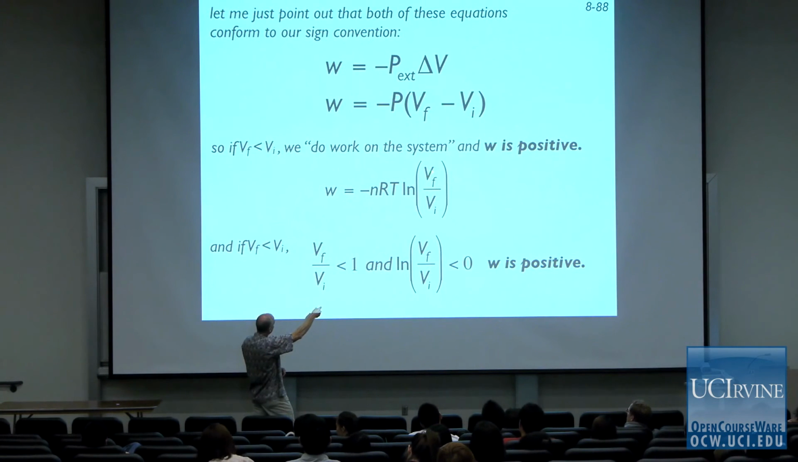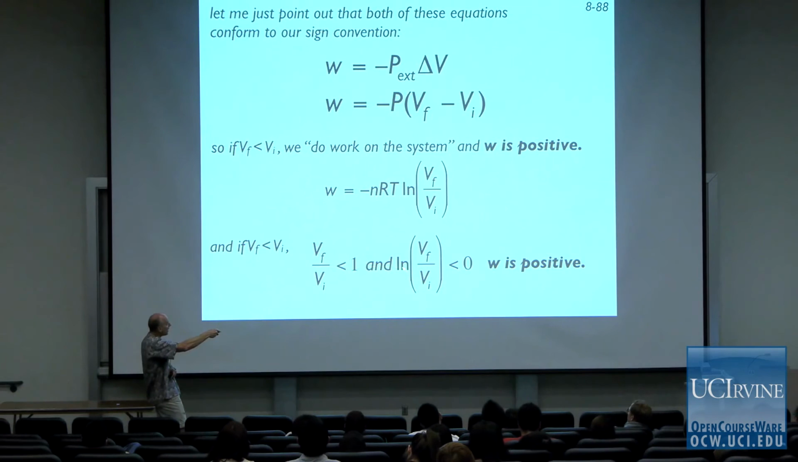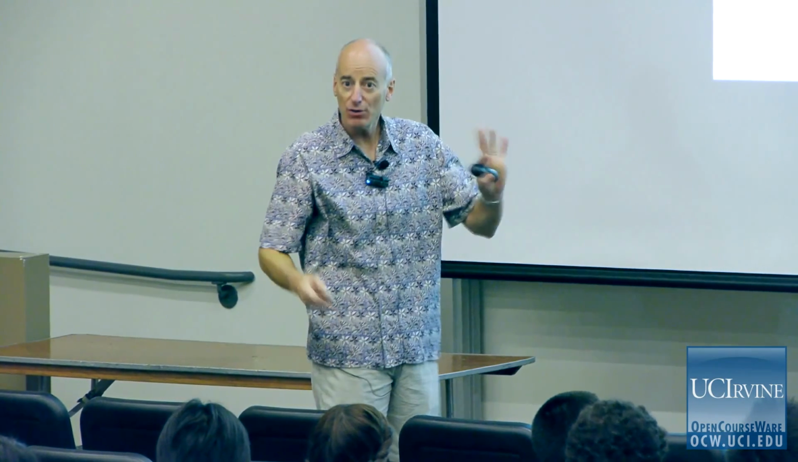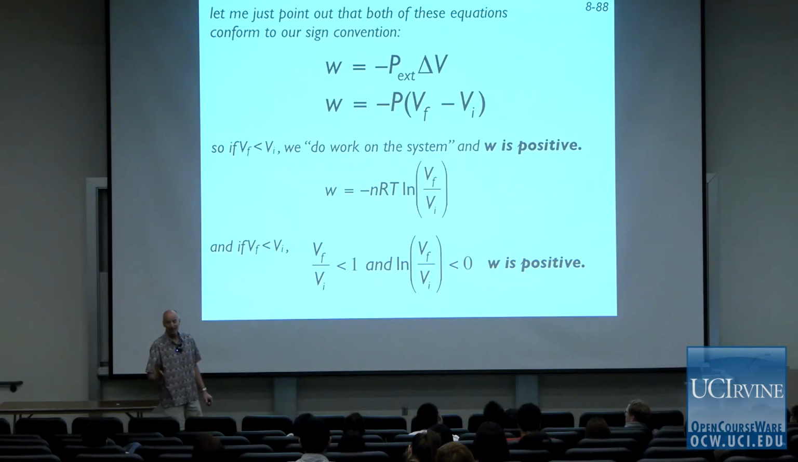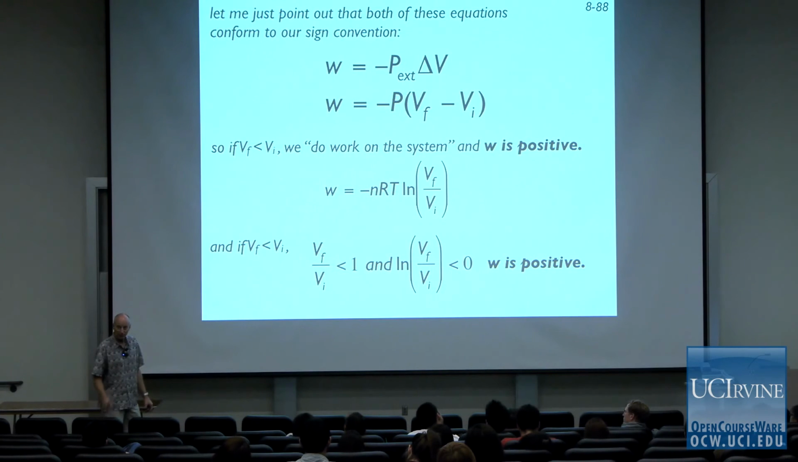If this V final is less than that V initial, then that ratio is less than 1, and the log of less than 1 is less than 0. So again, we cancel that negative sign and work is positive. So in both cases, if V2 is smaller than V1, work is positive. Try to keep that in the back of your mind, because that's a check on your answer. The last thing you need to check on that answer is that sign. Did I make a sign error? So the sign is everything.